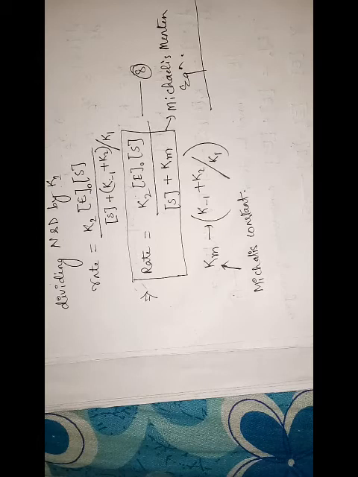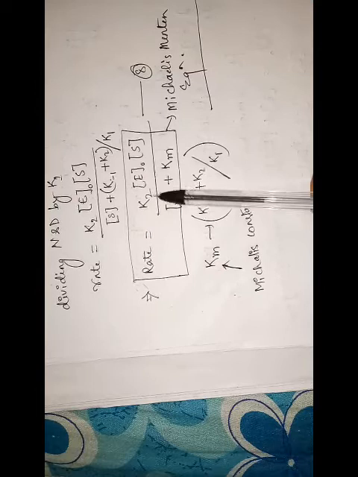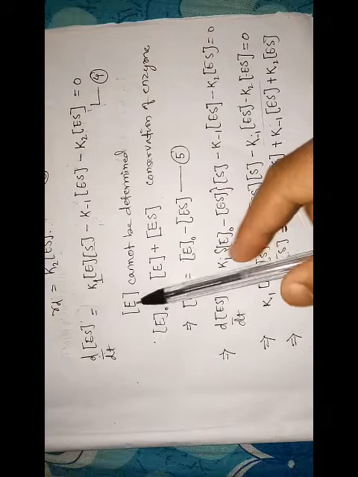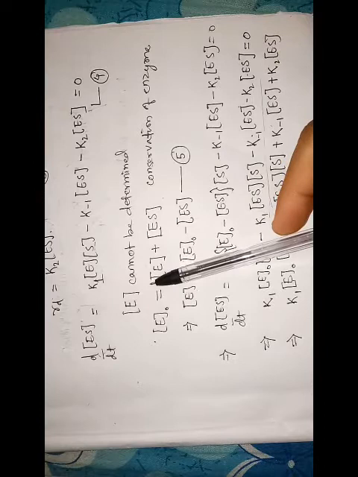So in the Michaelis Menten equation we will see that rate is equal to K2 times concentration of E naught times concentration of the substrate S, divided by S plus Km, and this Km is the Michaelis constant. And we have to note one thing, that this E naught comes from the earlier, as we have seen, conservation of enzyme. Since E is very small as compared to the substrate, we cannot determine the concentration of the enzyme.